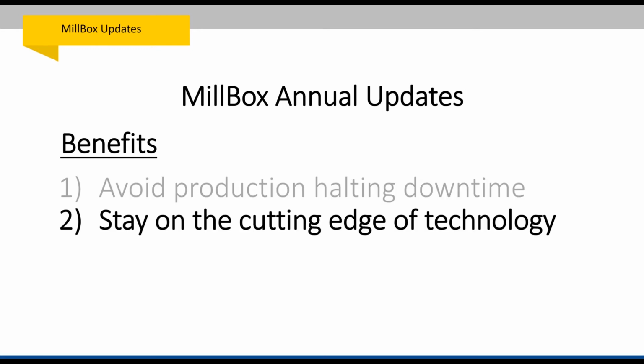Second benefit that I want to talk to you about is that staying current on your annual updates with Millbox is going to keep you right on the cutting edge of technology. As new materials come out, and they're coming out every day, right? New shades come out, all that kind of stuff. New tooling comes out. Just new options in our industry. All of those things are available only in the newest versions of the software. Right? We don't go back to the 2018 version and put the newest material out and that sort of thing.